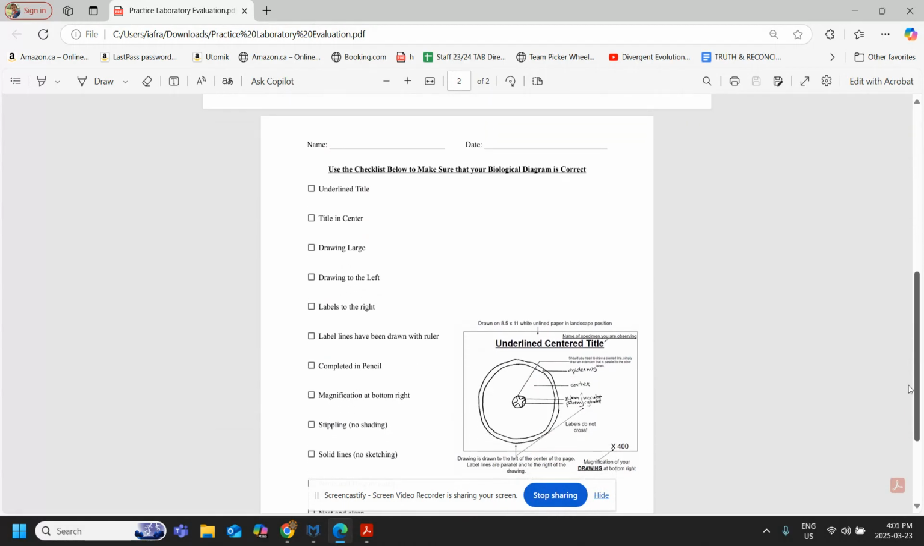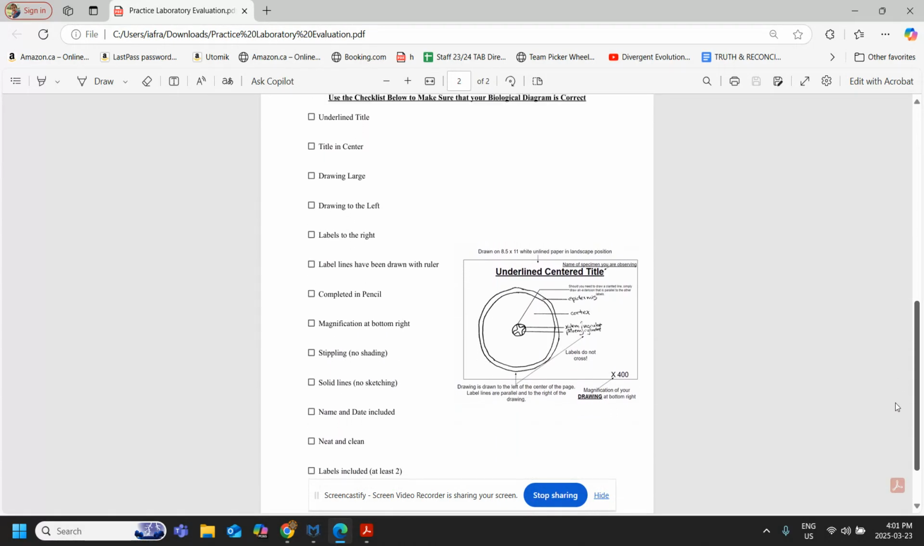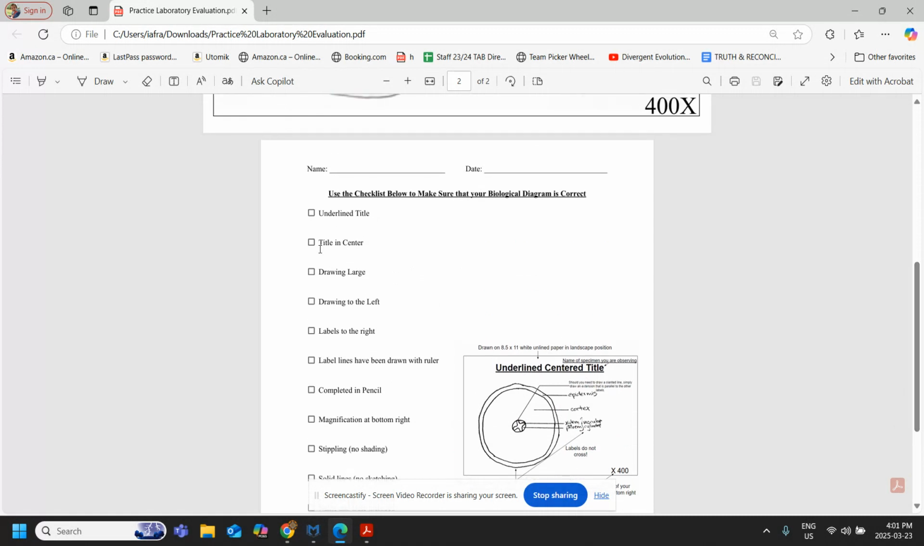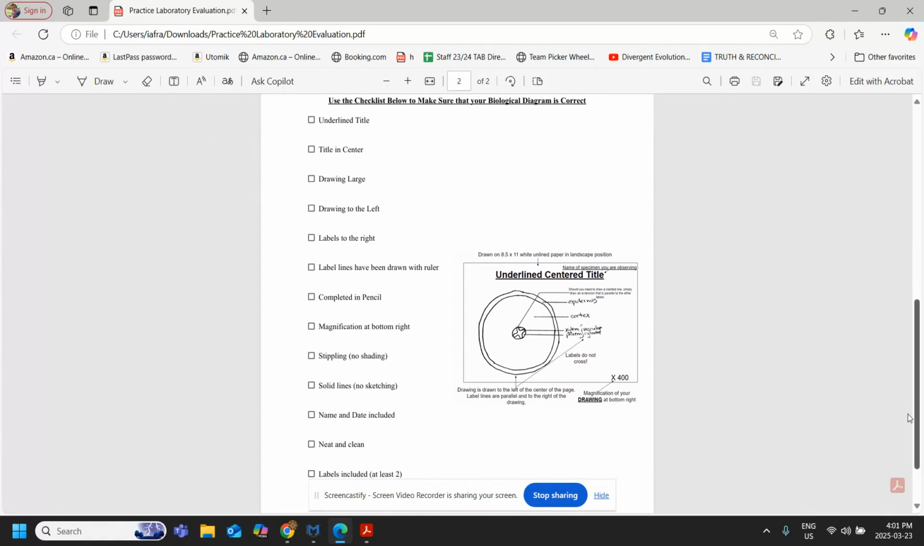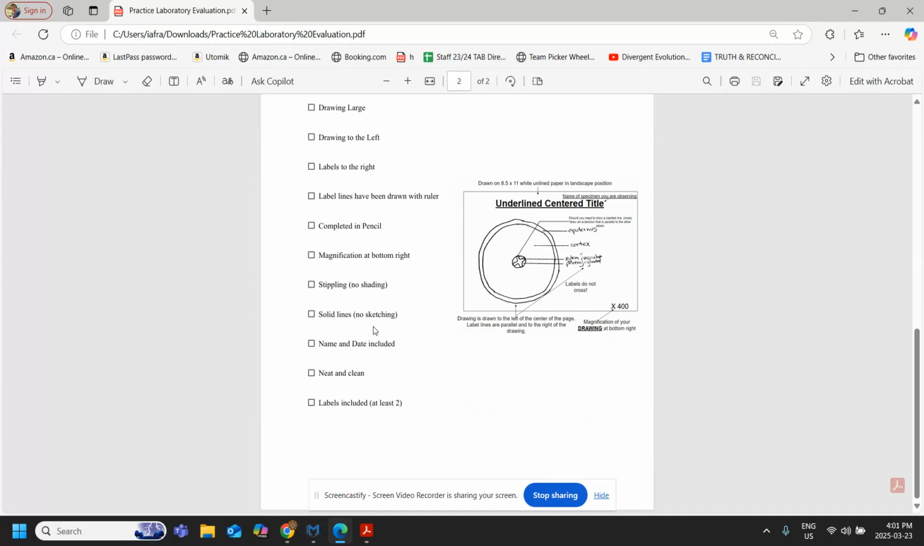And so this is the checklist of all the things you need to have a really good biological diagram. Underline title, title in the center, drawing is large and to the left, labels to the right. Labels have been drawn with a ruler, same with the underlined title. It's all in pencil. The magnification is the bottom right. There's stippling, no shading. There's solid lines, no sketching.